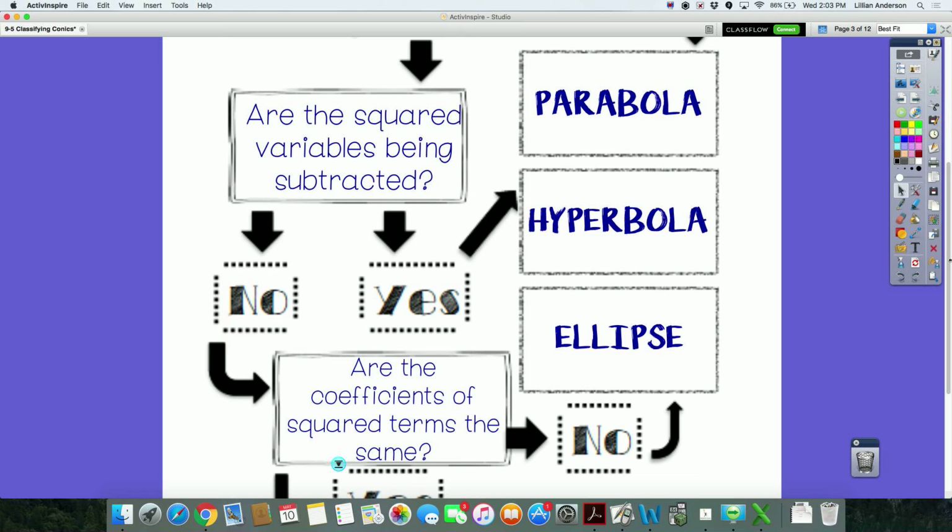So, are they squared? Yes or no? Are they being subtracted? Yes or no? If it's a yes, it's a hyperbola. If it's a no, look at the coefficients of the squared terms. If they're not the same, it's an ellipse. However, if they are the same, it's a circle.